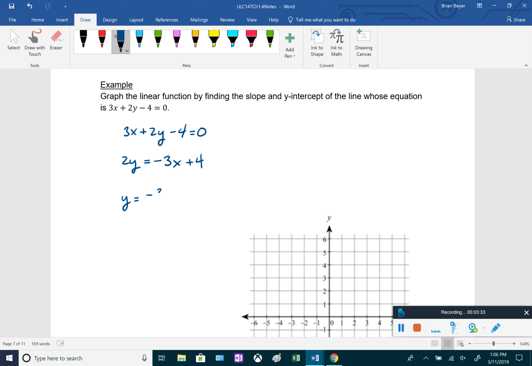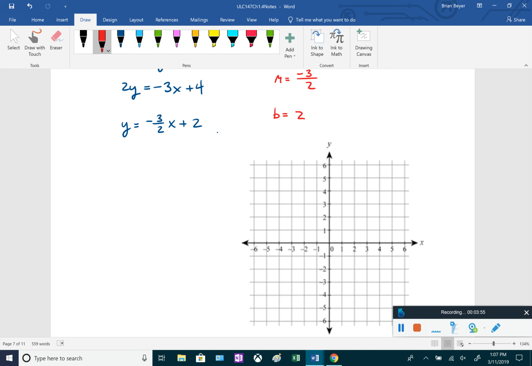So it's going to be y equals -3 over 2 x plus 4 over 2, which is 2. So we just put this into slope-intercept form. Now we can tell that the slope is -3 over 2 and the y-intercept is 2. So when we're graphing this, we have a y-intercept of 2, slope of -3 over 2. That means we go down 3, to the right 2. That puts us right here. And then we connect it with a straight line.